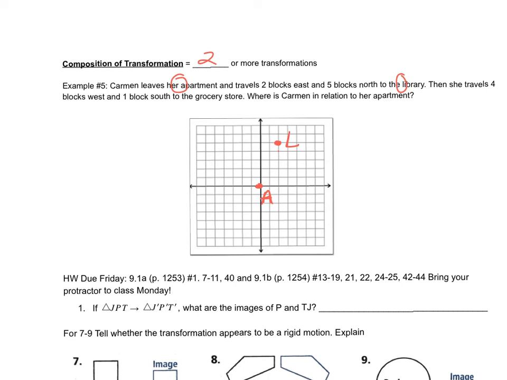It says then, so where are we starting this next step from? From L, okay, she got to the library. Then she travels 4 blocks west and 1 block south to the grocery store. So from there, 4 blocks west would be what direction? To the left. So we're going 4 blocks to the left and 1 block south, so 1 block down. And we end up here at the grocery store.